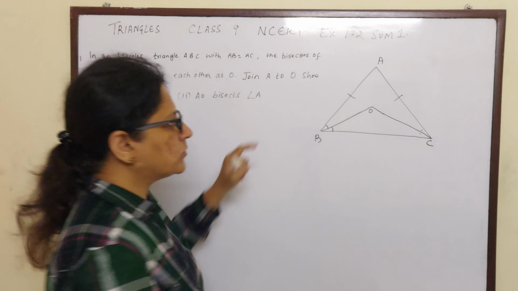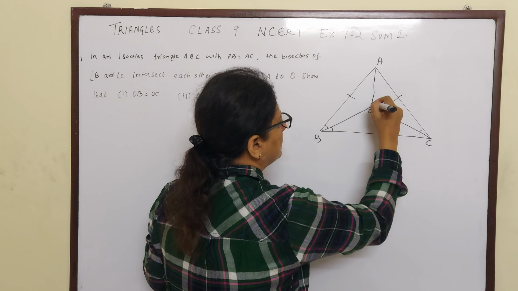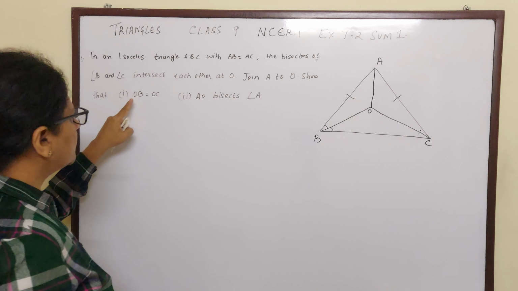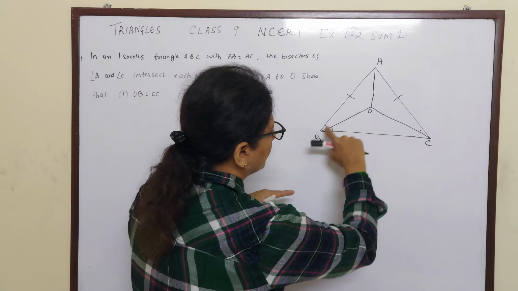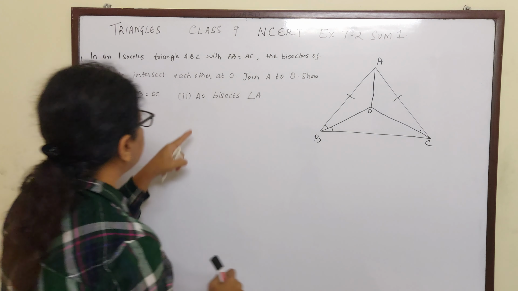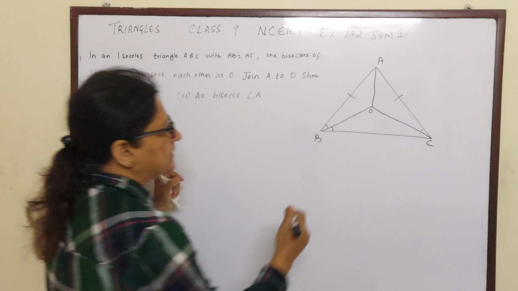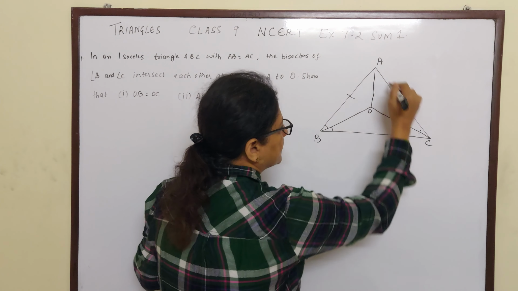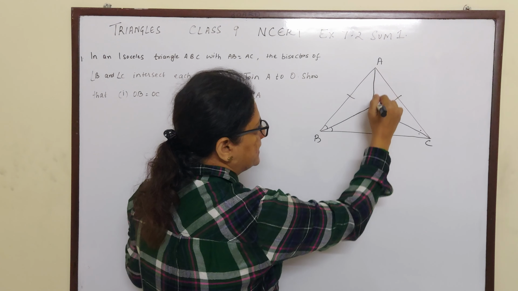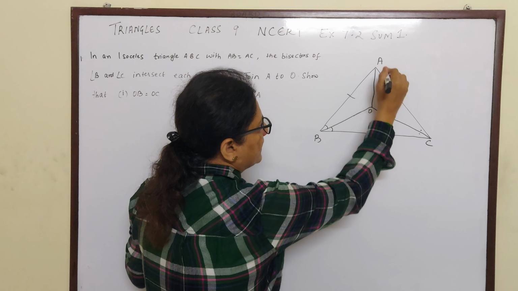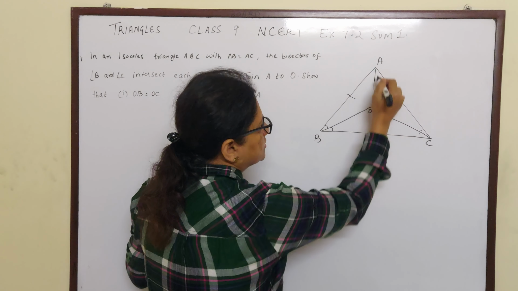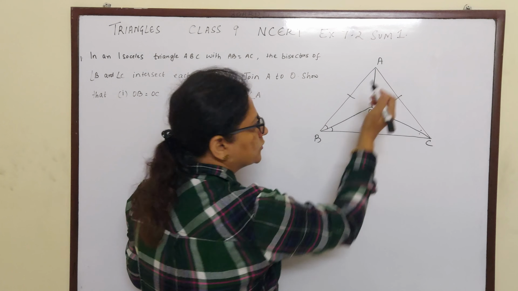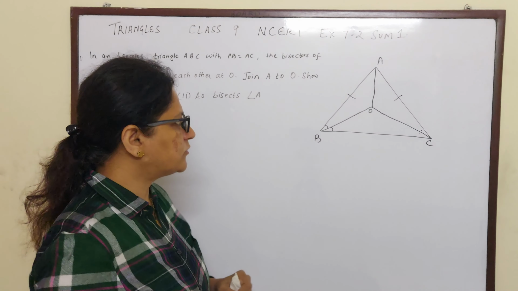Join A to O. So you have to join A to O. Show that OB is equal to OC. You have to show these two sides are equal. OB is equal to OC and AO bisects angle A. AO is bisecting angle A. That means this line AO is cutting angle A into two equal parts. Suppose this is 60, then AO is cutting this into 30 degrees each. That is what you have to prove.